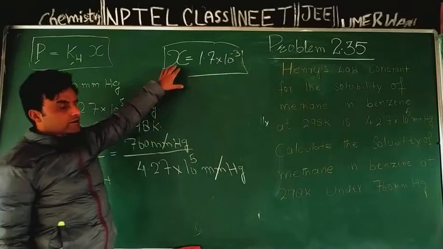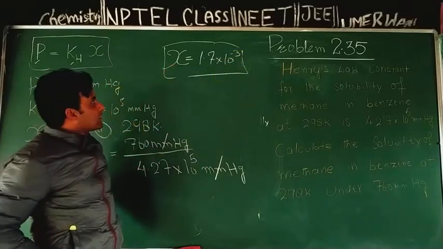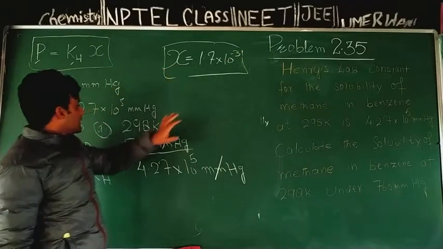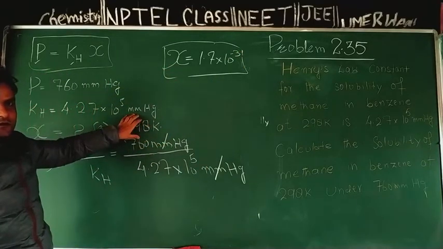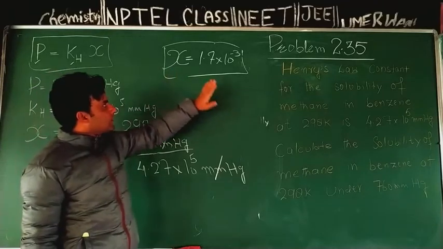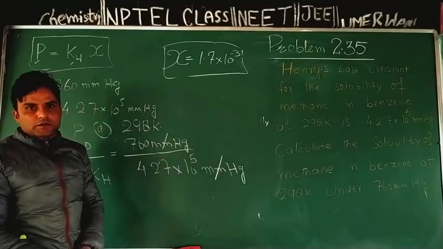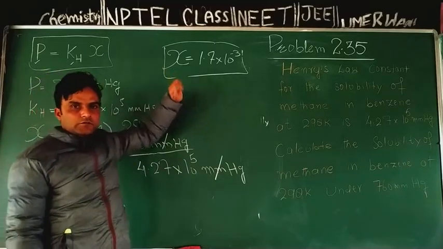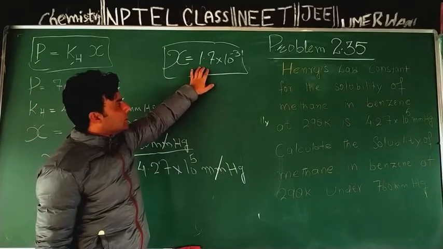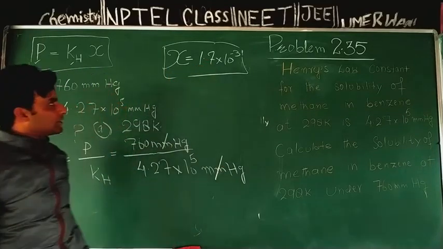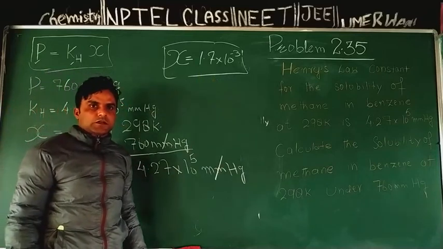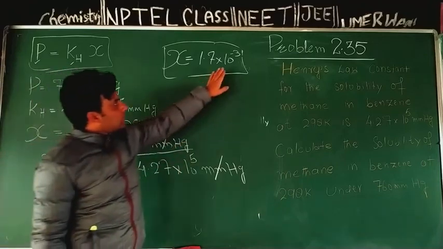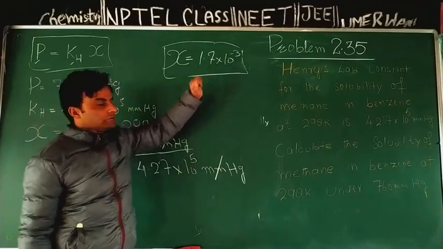Now what is the physical significance of this mole fraction? It represents the solubility of methane gas in benzene at 298 Kelvin, and is equal to 1.7 times 10 raised to the power minus 3, less than 1, because the value of mole fraction of solute in solution is always less than 1. And how much is it for methane gas in benzene? 1.7 times 10 raised to the power minus 3, very low solubility. Methane gas has very low solubility in benzene, considering the power is 10 raised to the power minus 3.